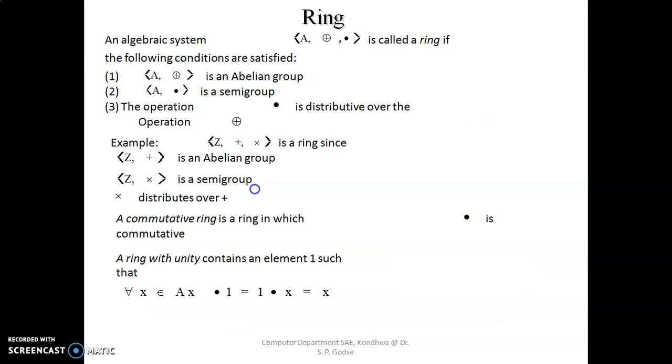Now the next important algebraic structure is the ring. Up till now we have seen what is meant by a semigroup, then a monoid, then a group. After that we saw the abelian group and these different properties of groups, and now the next algebraic structure is the ring.